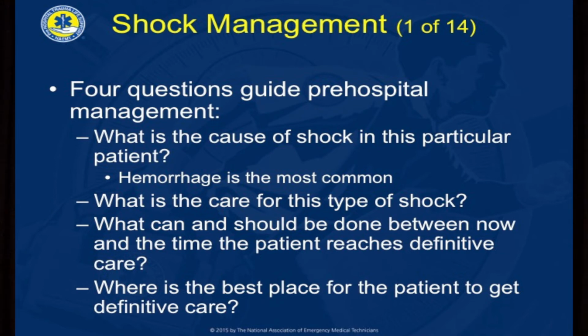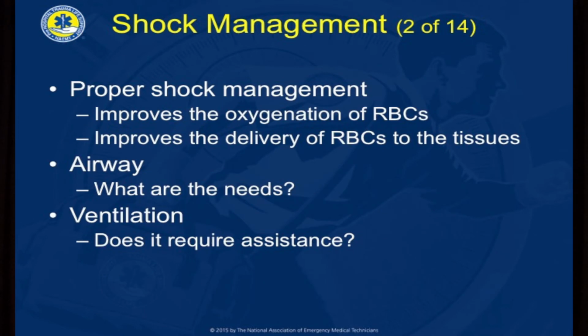What can and should be done between the time the patient reaches the definitive care? Assess, reassess, make sure your airway, breathing, circulation, make sure all of those things are taken care of. Do your secondary survey if you have time, but don't waste secondary assessment time when you should be doing primary stuff. And the best place we know for them to get the definitive care is in the OR. All right, so remember, shock management also helps us to improve the oxygenation of red blood cells and deliver those red blood cells to the tissue.